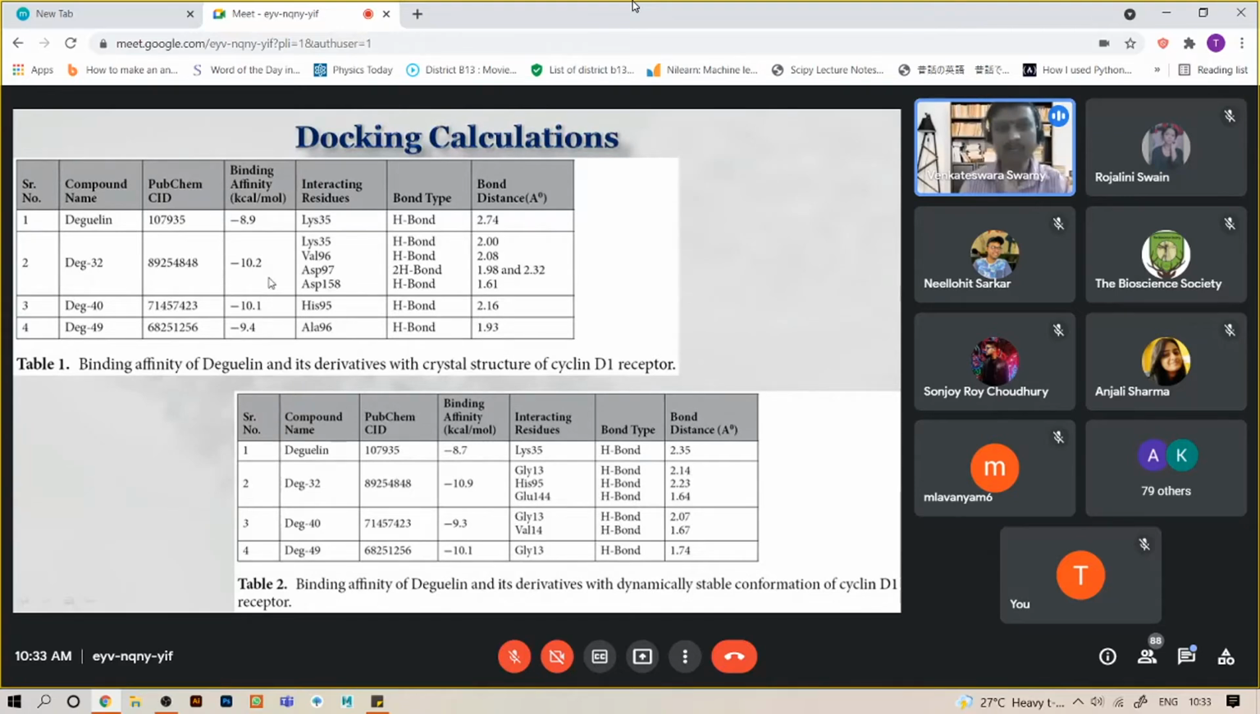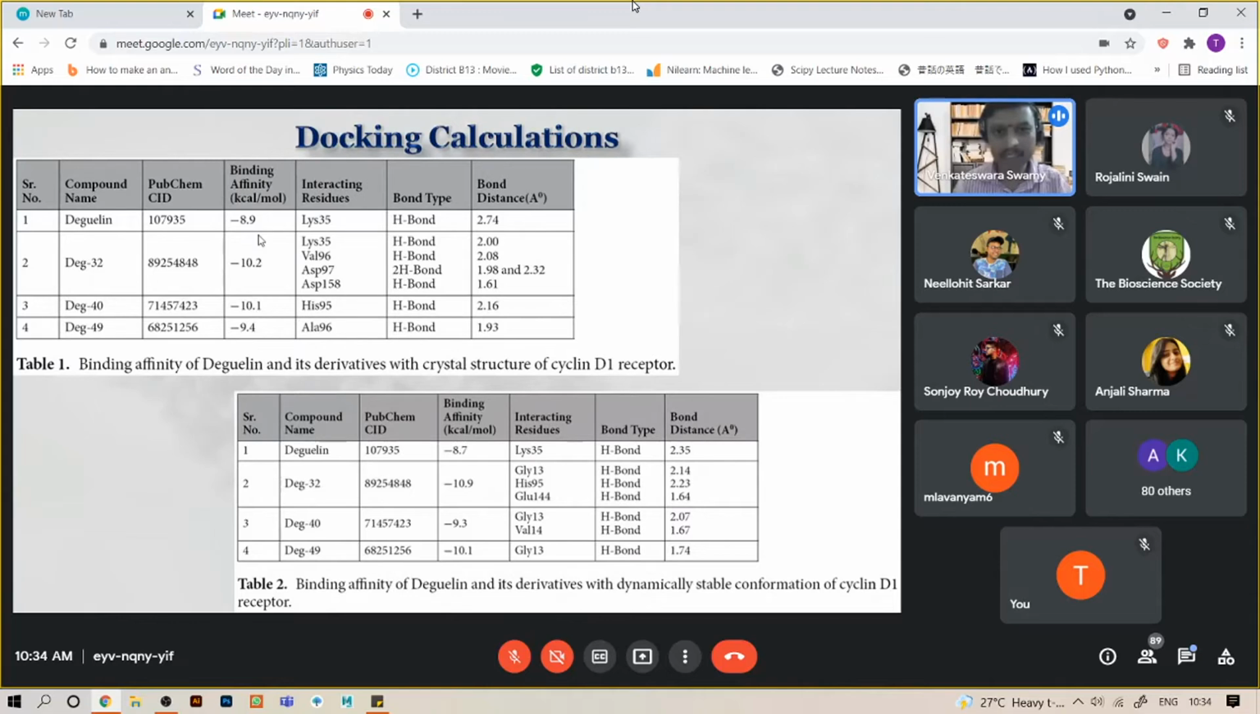You have to remember this concept clearly: degulin 32 is able to bind properly, better than degulin. I am going to reveal the structural changes done in the main degulin molecule so that we achieve this binding affinity. Even in this case, comparing the interacting residues, previously degulin interacted with lysine 35, but here you can see it is also interacting with more amino acids, so it is able to stay for a longer period compared to degulin.